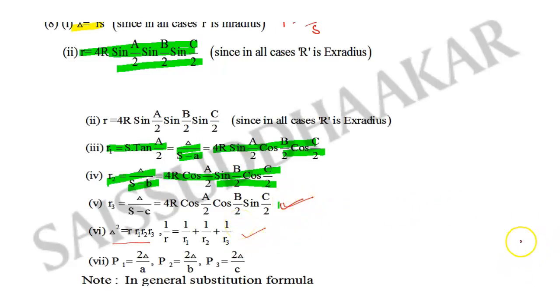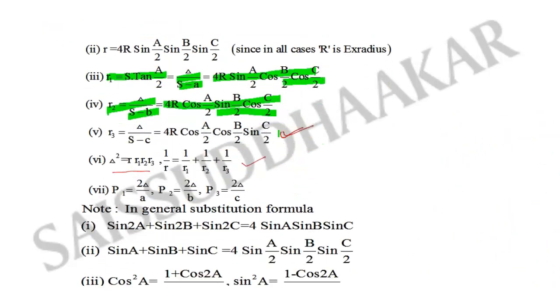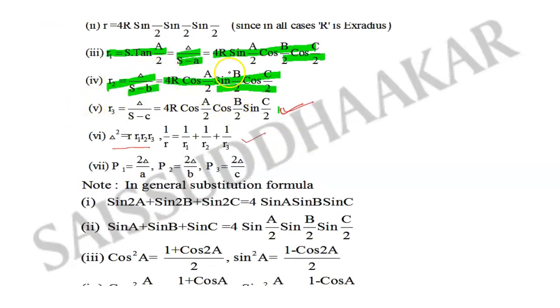Here p1, p2 and p3 are the altitudes of a triangle. Here we can take p1 is equal to 2 delta by a, and p2 is equal to 2 delta by b, and p3 is equal to 2 delta by c.